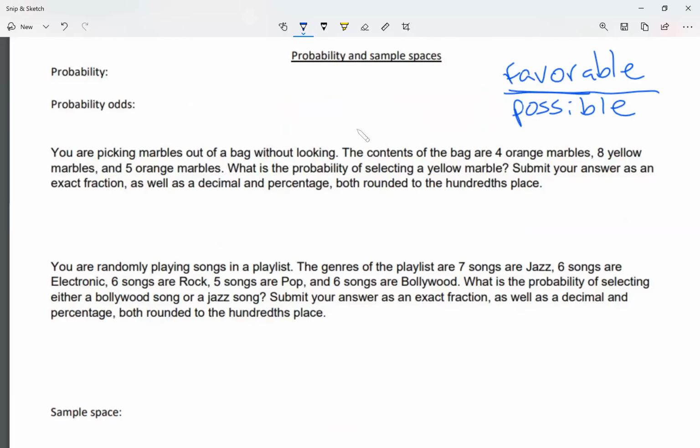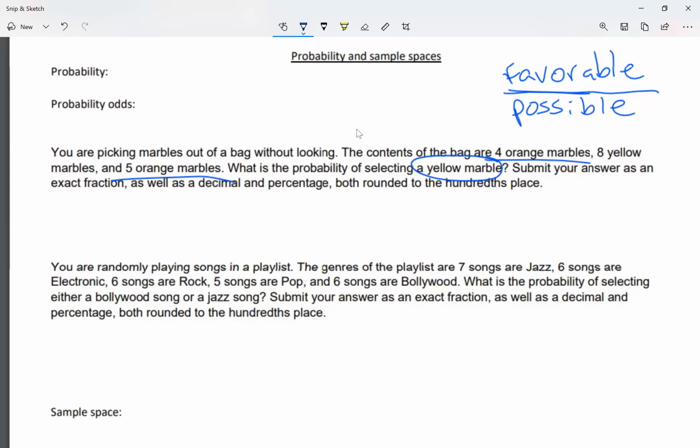You're picking marbles out of a bag without looking. The contents of the bag are 4 orange marbles, 8 yellow marbles, and 5 orange marbles. Now, what is the probability of selecting a yellow marble? Okay, so I have 4 orange and 5 orange. I guess I have 9 orange marbles, but that's not what I want. I'm not looking for orange marbles. In this case, I'm asking what's the probability of selecting a yellow marble.